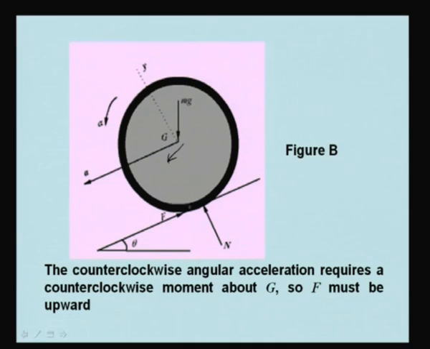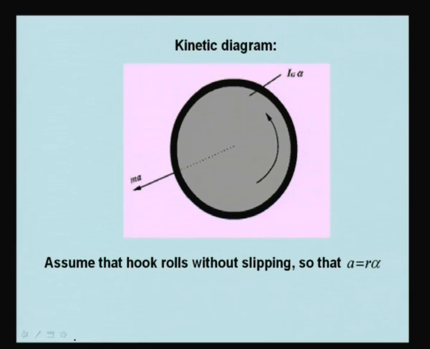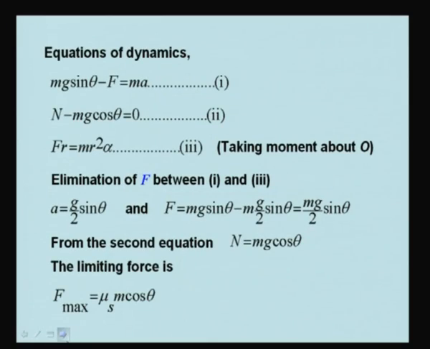So whatever direction we have shown here is correct, that means it is counterclockwise. Then we make the kinetic diagram. In that we just show mass times acceleration, which is in the direction of the inclined plane, and I_G times alpha. Now assume that the hoop rolls without slipping, so that A is equal to r alpha, that equation is valid. Now you write the basic equations.